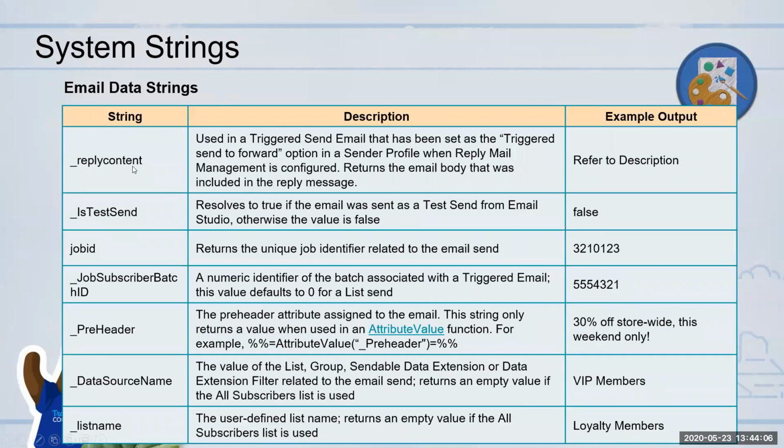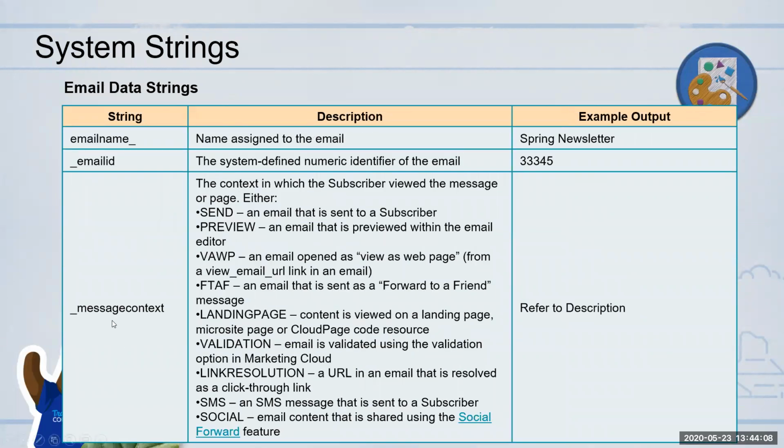Okay, so there is one here called message context. This is sometimes useful if you want to write some code based on a context, where somebody is viewing it as a send, or during a send you want some code to execute, or if it's a preview, I want to do something here, or if somebody is viewing it as a web page, etc. So that is also useful.